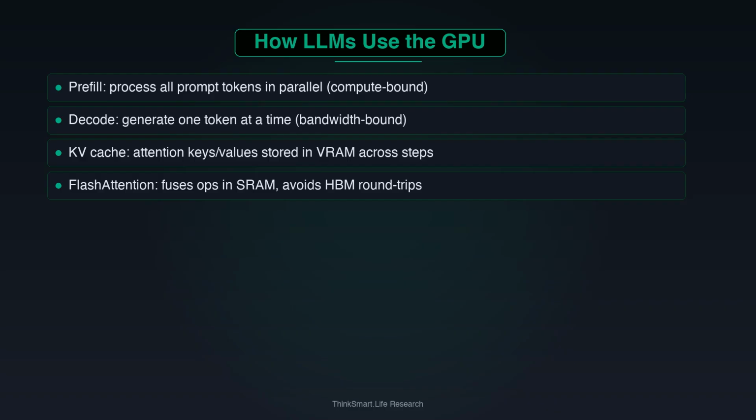Each decode step processes exactly one new token. The matrix operations collapse to vector matrix products. Arithmetic intensity plummets. Decode is memory bandwidth bound.